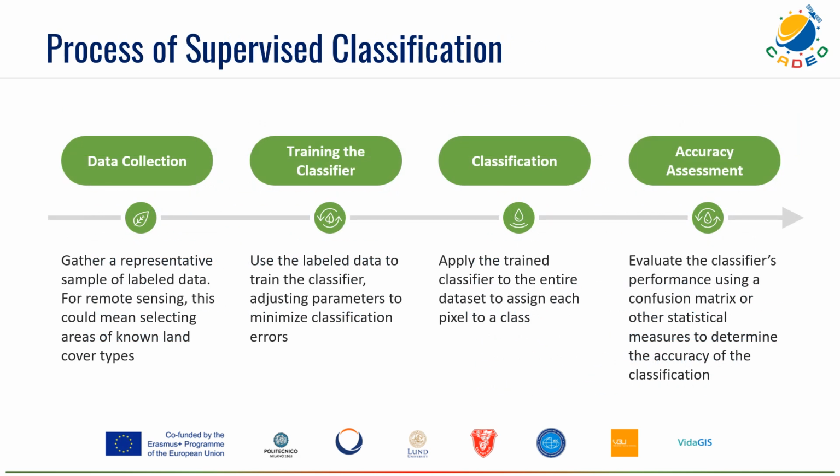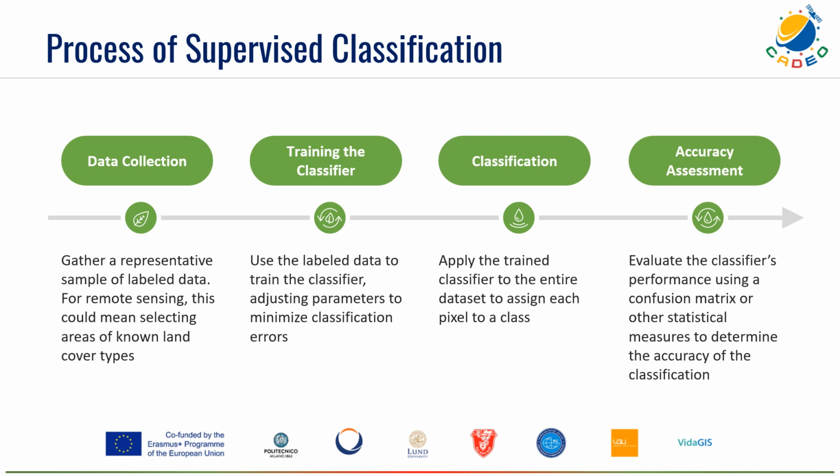The process of supervised classification typically involves the following steps: data collection, training the classifier, classification, and accuracy assessment. First, data collection: we have to gather a representative sample of labeled data. For remote sensing, this could mean selecting areas of known land cover types. Second, training the classifier: use the labeled data to train the classifier, adjusting parameters to minimize classification error.